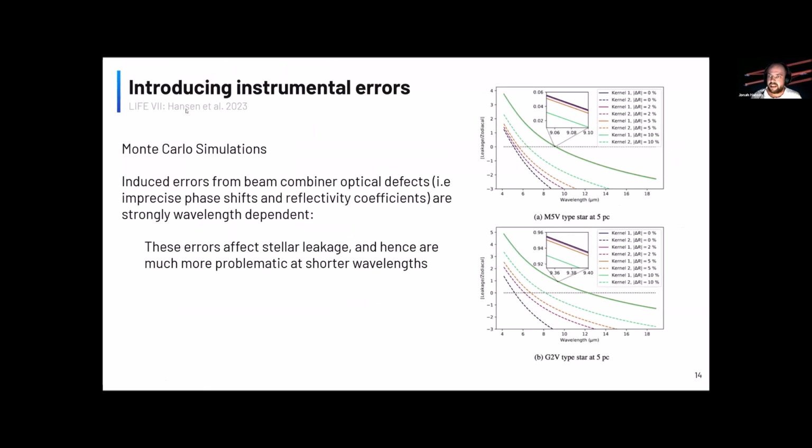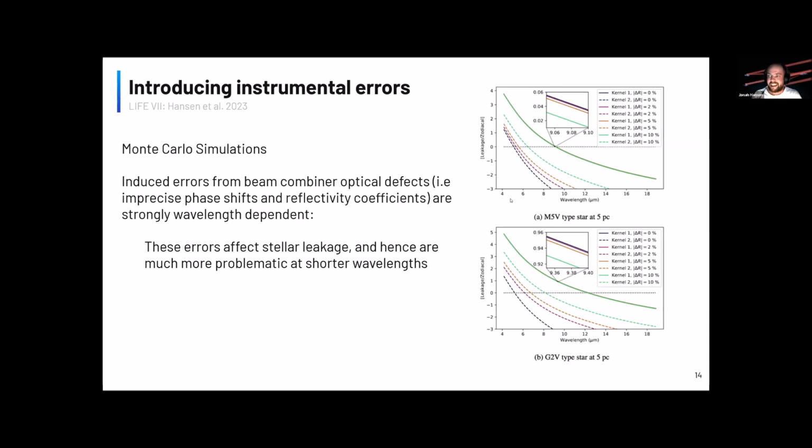So what we did here is we compared with each of these beam splitters and phase shifts. Inherently, you're going to have some optical defects. You're not going to get that precise phase shift or that precise reflectivity. And so if they were off by a certain amount, how would that affect our null? How would that affect our background leakage? And so in these plots, as you can see, the worse it gets, the more that leakage starts to become a problem, particularly at these very short wavelengths.